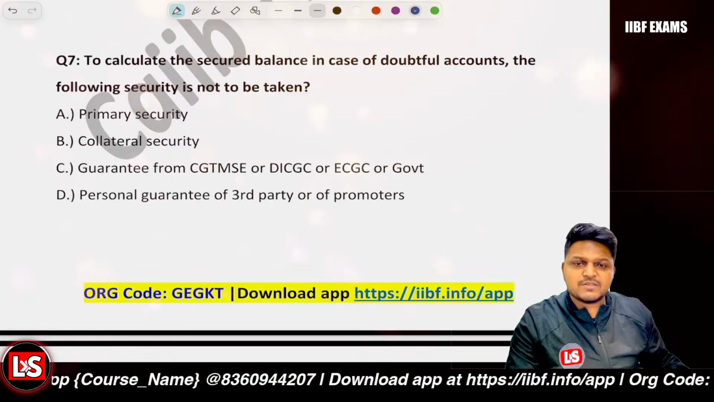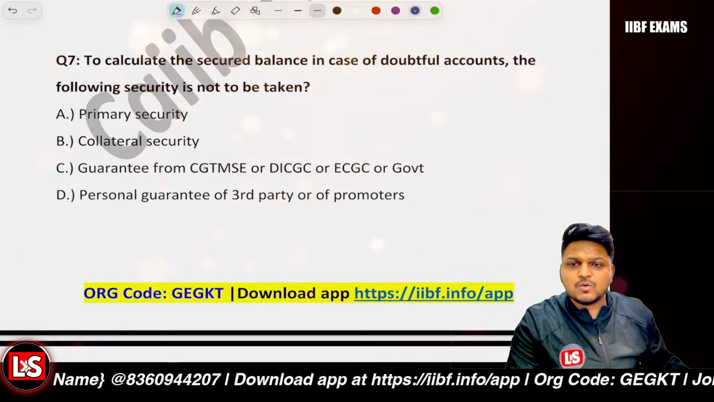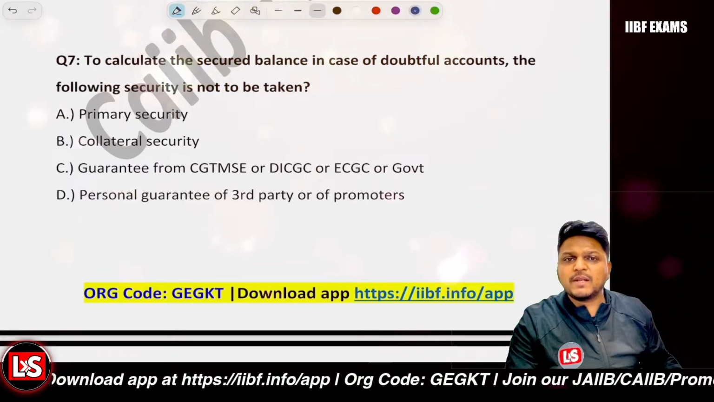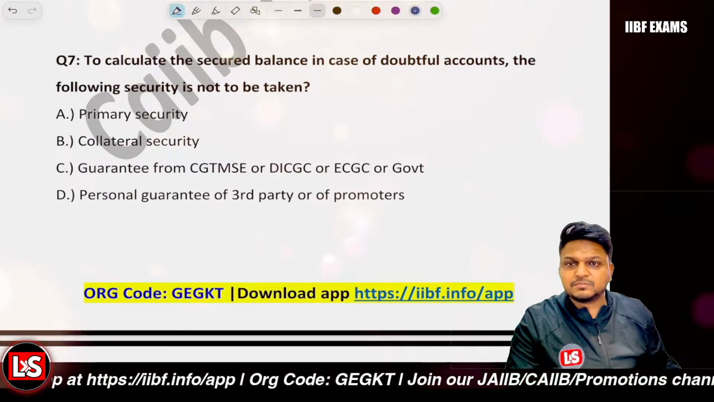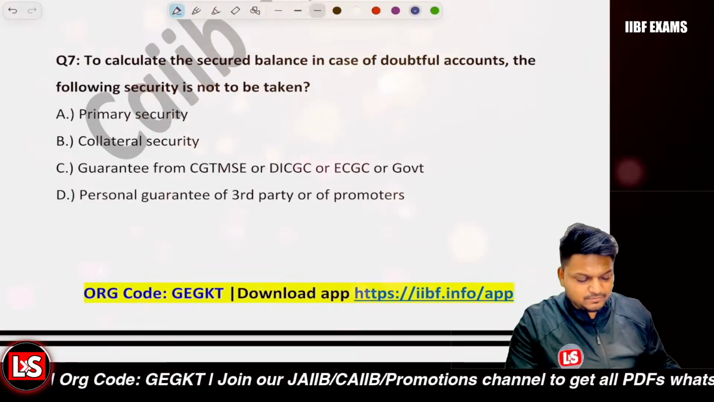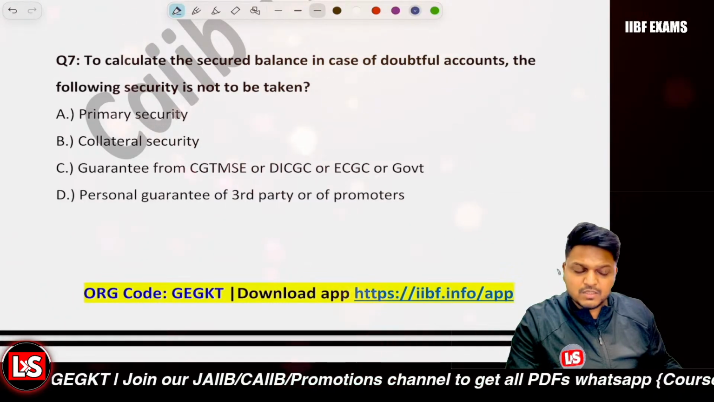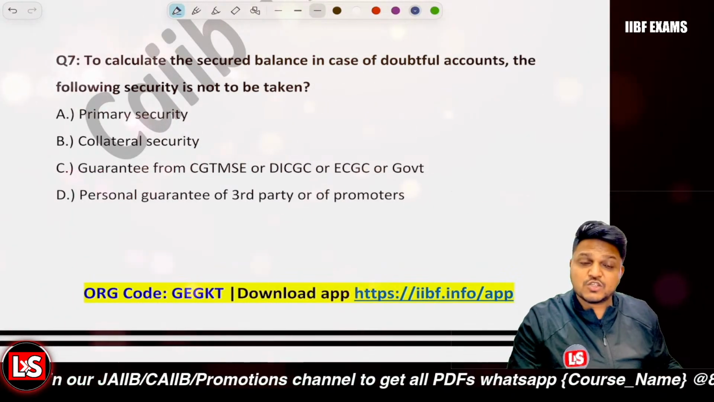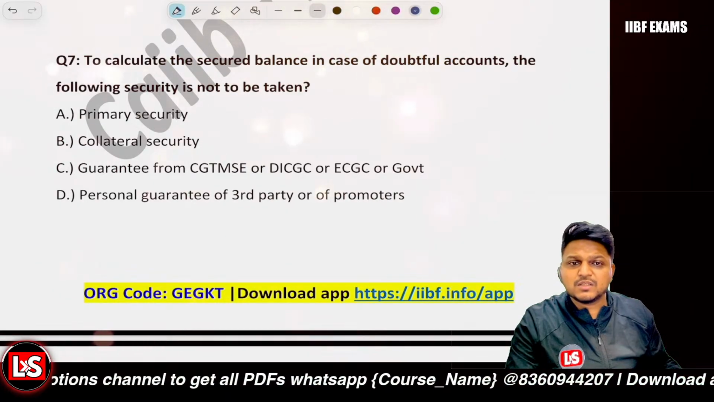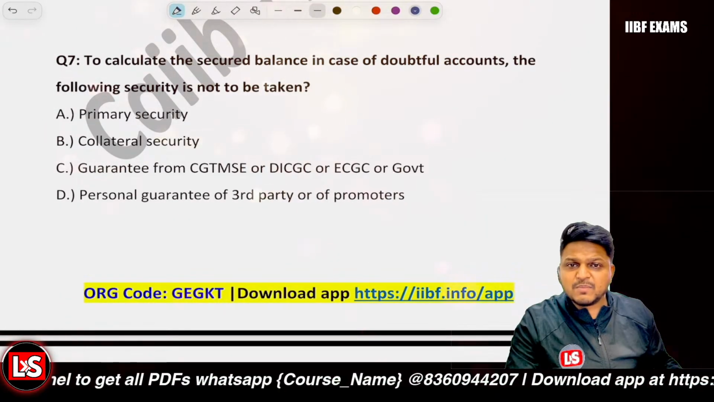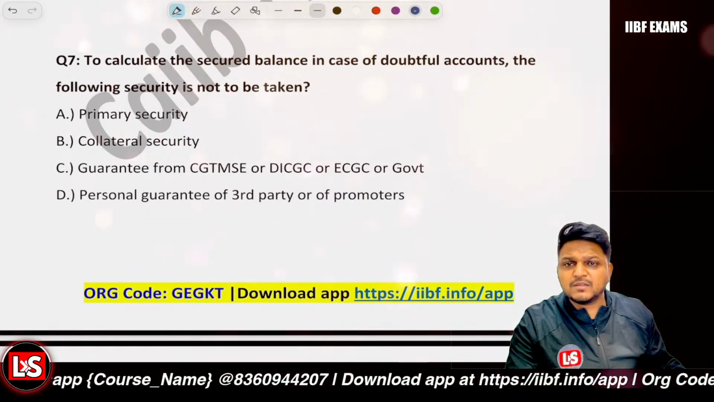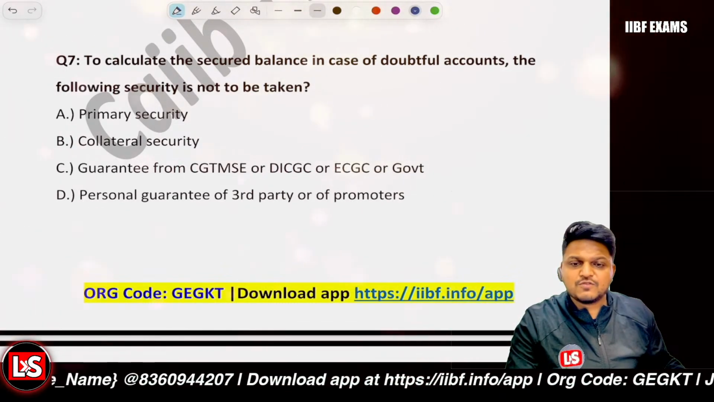Question number 7 says: to calculate the secured balance in case of doubtful loans, the following security is not to be considered. Which one is not considered? The primary security, collateral security, guarantee from CGTMSE, DICGC or ECGC, or personal guarantee of the third party or the promoters.